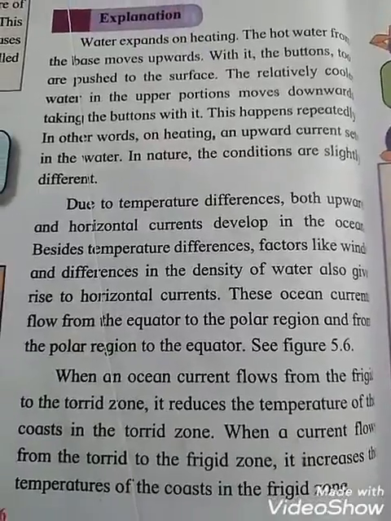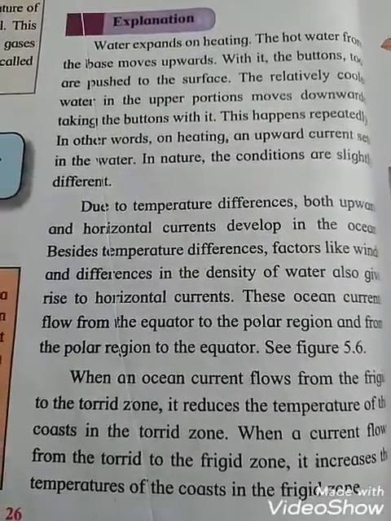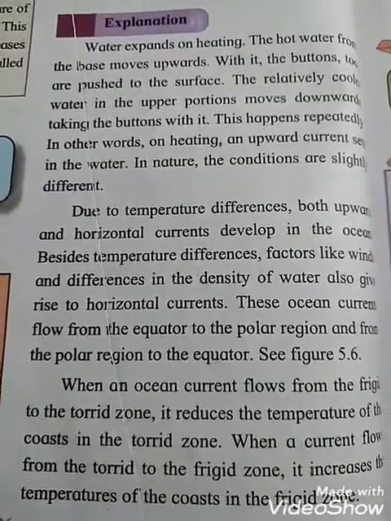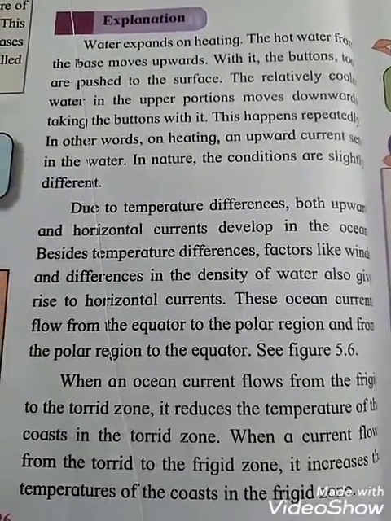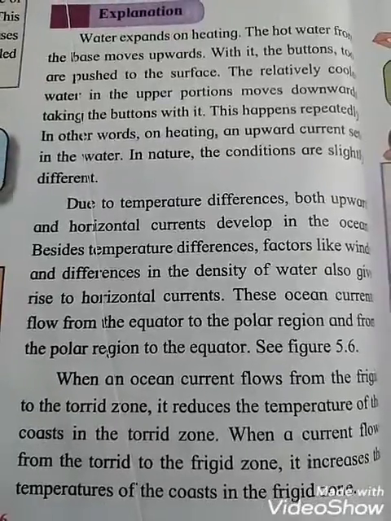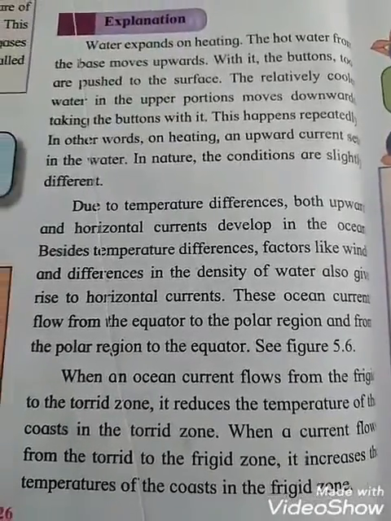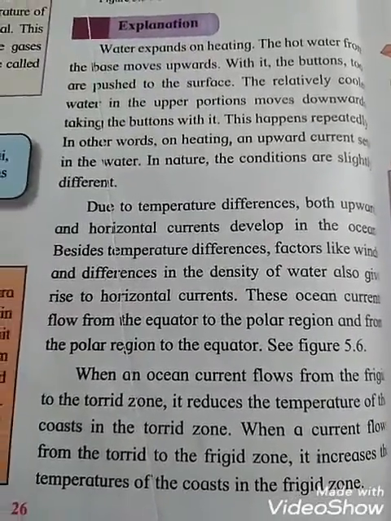And when a current flows, see, what differences are there? When an ocean current flows from the frigid to the torrid zone, it reduces the temperature of the coast in the torrid zone. And when the currents flow from the torrid to the frigid zone, it increases the temperature of the coast in the frigid zone. So these are the differences.